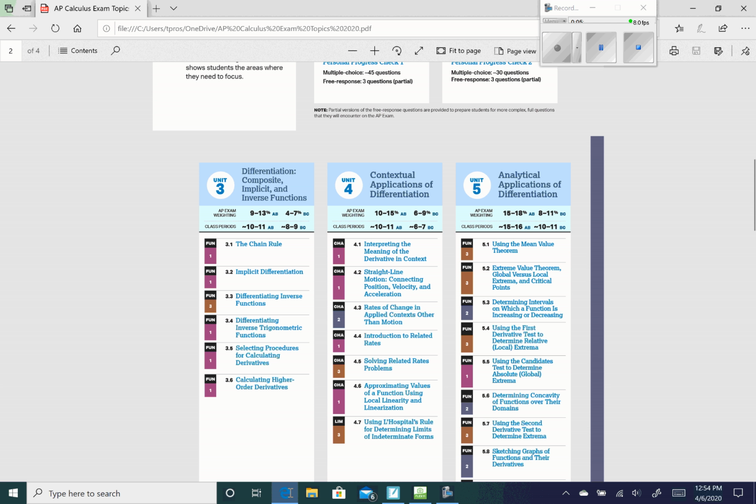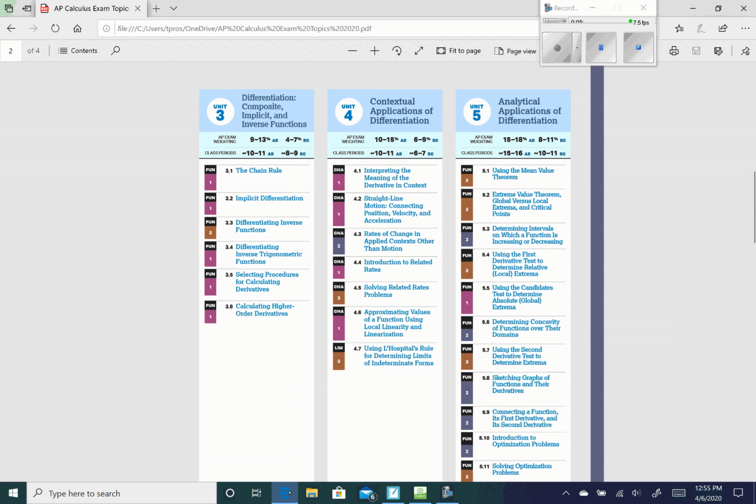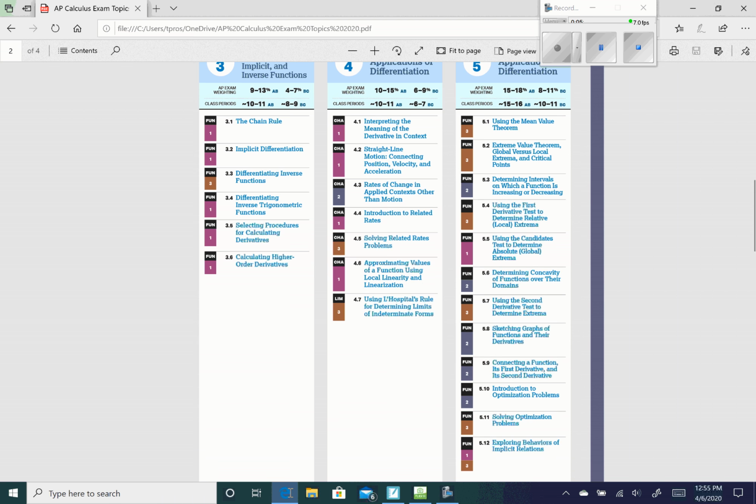But we have done differentiating inverse trig functions, calculating higher order derivatives. Unit 4 is just contextual applications of differentiation, and really Unit 5 as well, analytical applications. So this is where we've analyzed related rates in Unit 4. The optimization problems are talked about in Unit 5. Look here at 5.1 and 5.2, the mean value theorem, extreme value theorem, and even 4.7. We usually do this a little bit later, which is what we're doing now, but I just talked about L'Hopital's rule. Notice how it has it in there, L'Hopital's rule for determinate and indeterminate forms here.